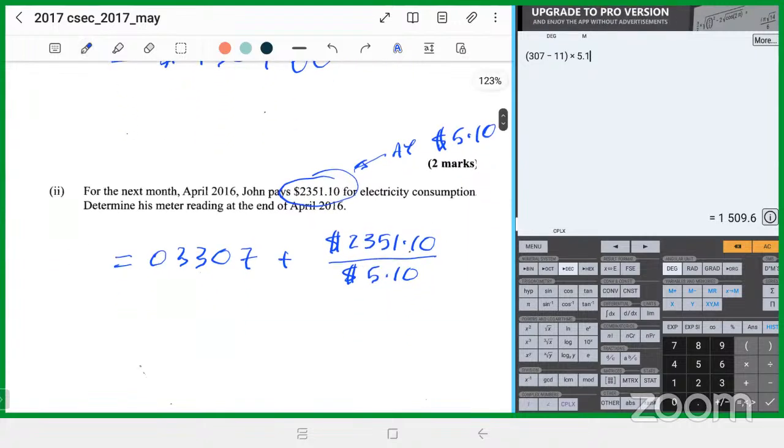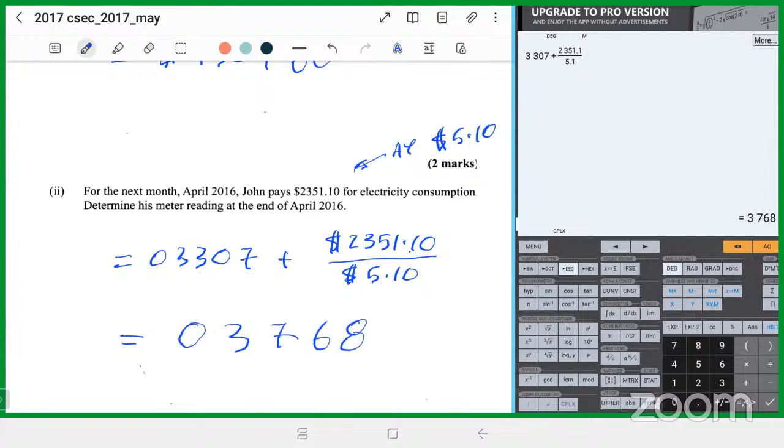I simplify the calculation as much as possible. If you did more steps and get the same answer, no problem, but I have to teach you how to save time in the exam room. So I'm just going to do this calculation now. It's really 3307, but at the end of it, I have to put the 0 in front for the meter reading. So it's 3307 plus the fraction 2351.1 over 5.1. And so his meter reading is 3768. We put a 0 in front of it. That's his meter reading. Quick and fast, nice and easy.